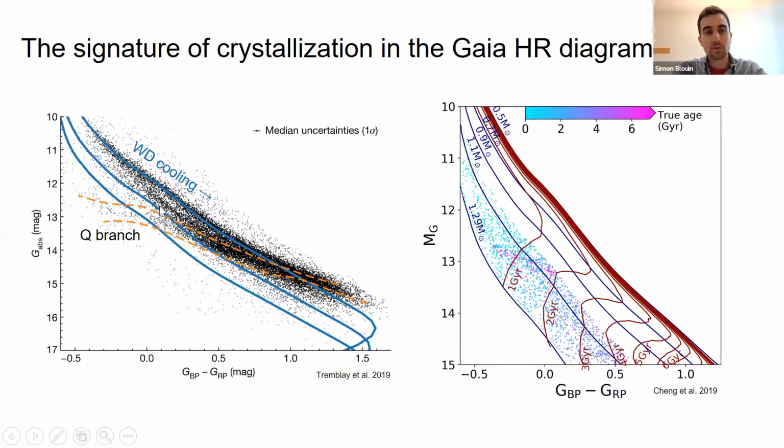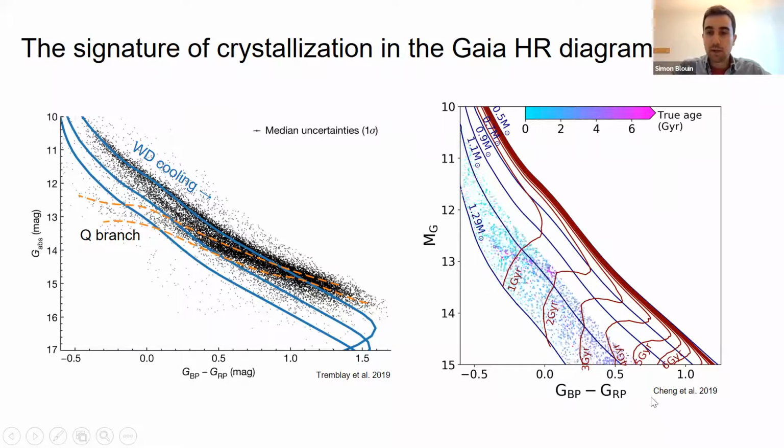Those two orange lines show where we expect the crystallization of the carbon-oxygen core to take place. So that's where we expect those white dwarfs to release this gravitational energy and latent heat. So they evolve more slowly when they are there. That's why we see kind of a traffic jam of white dwarfs over here.